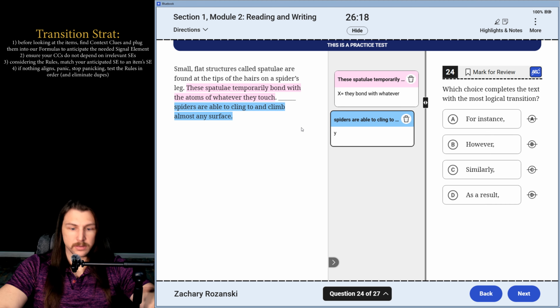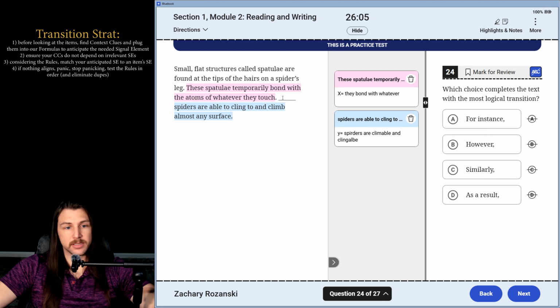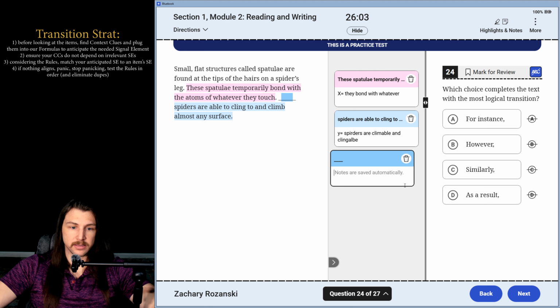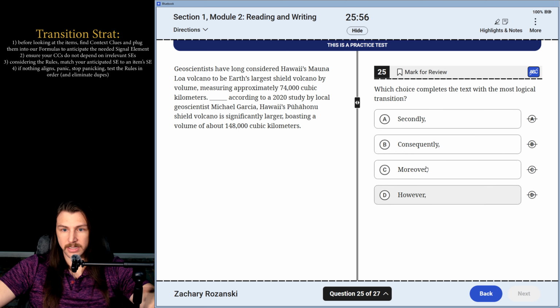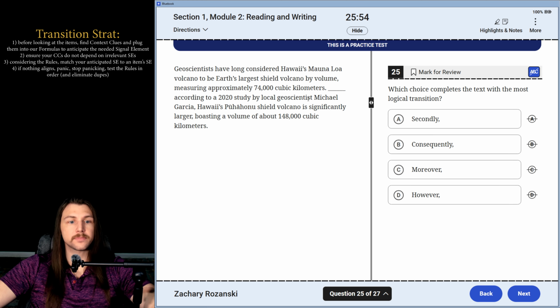Y equals. Spiders are able to cling to and climb. The spiders are climbable and clingable. When I think about this relationship, this seems to be a pretty obvious cause and effect interaction because x, y, because they bond with whatever, spiders are able to cling. As I look to that, I've got an as a result as a pretty easy find there.